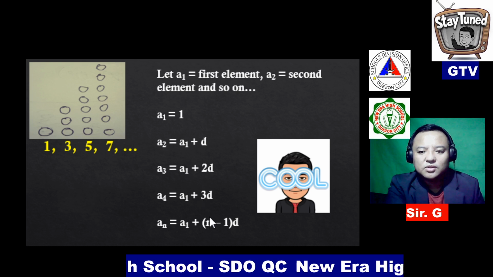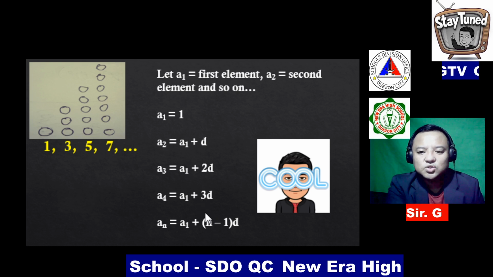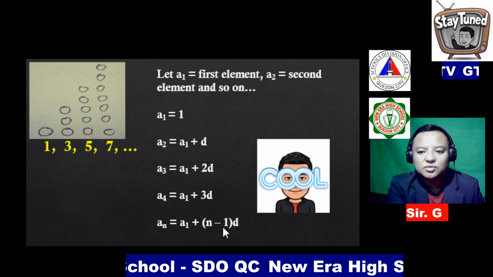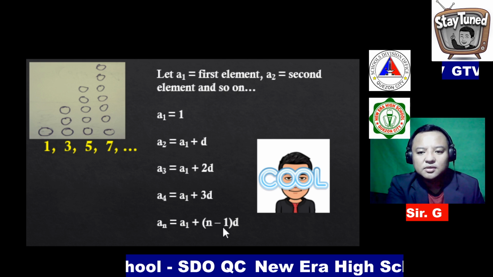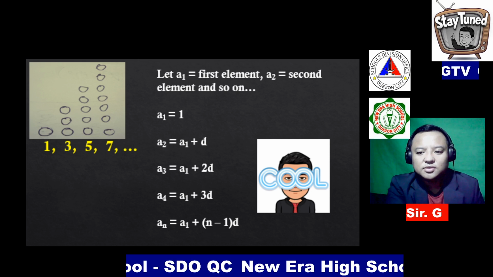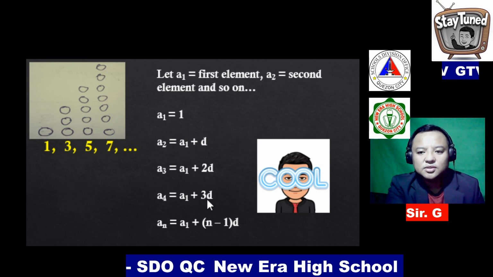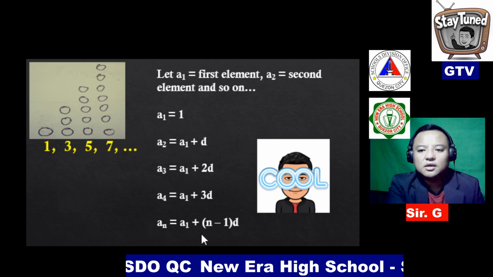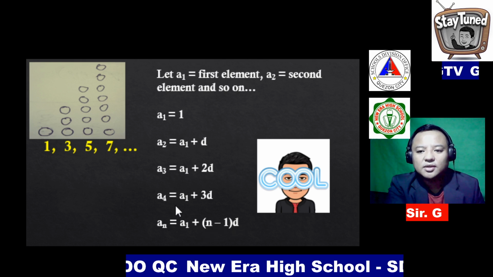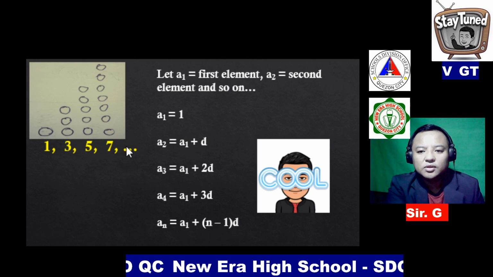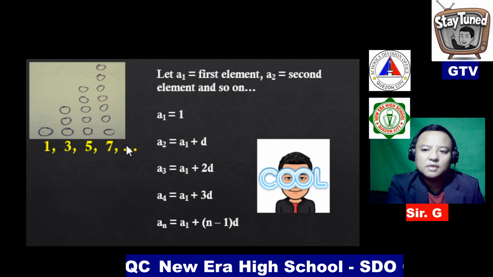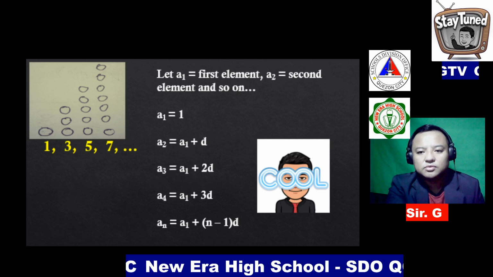So we denote that situation as n minus 1 in mathematical terms. So every time that your n is subtracted to 1, that will serve as your number to be added to the first term to arrive at the given element that you wanted to solve.